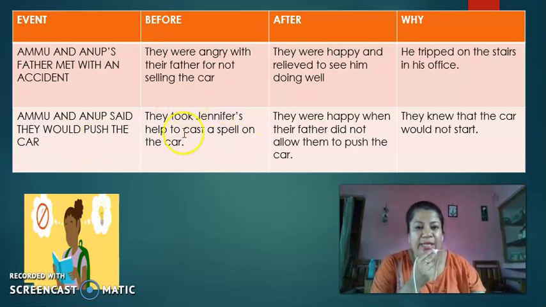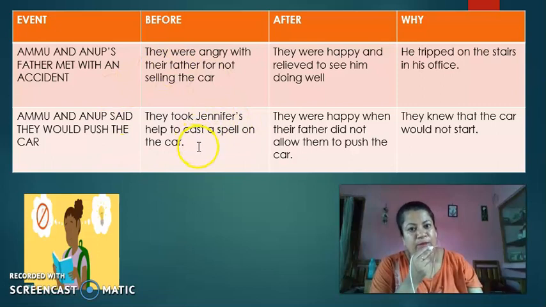And they took the help of Jennifer because Jennifer used to read a lot of books about Egypt, and they felt that she knew a lot about Egyptian magic spells, and so they took her help to cast a spell on the car.